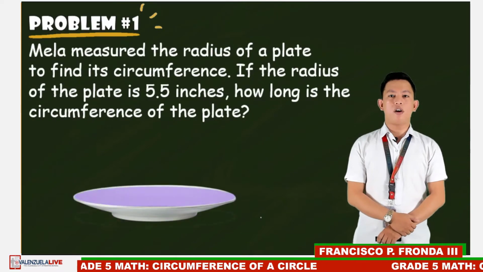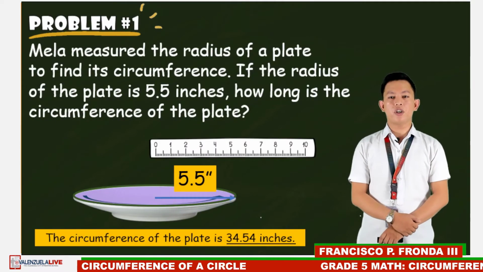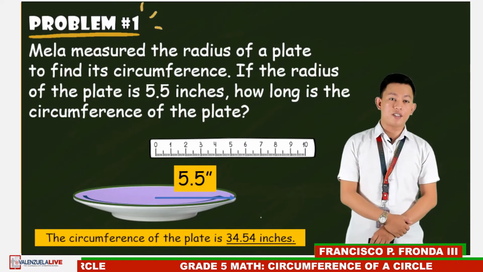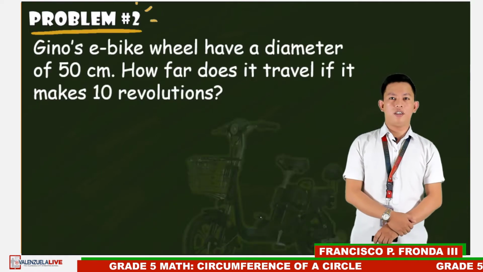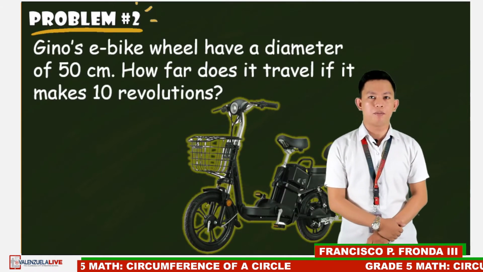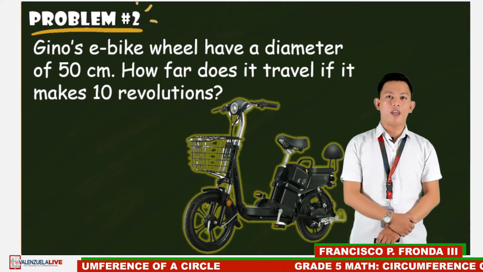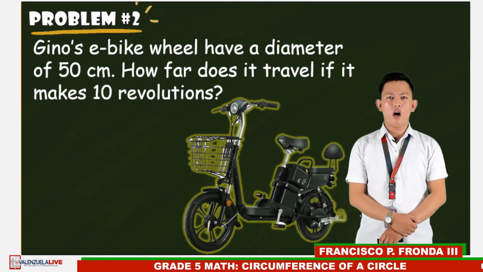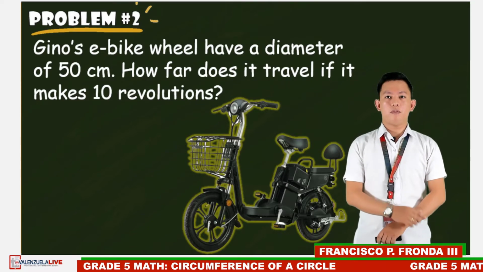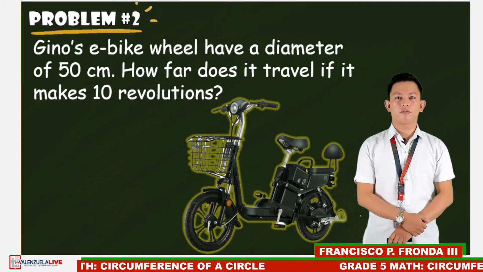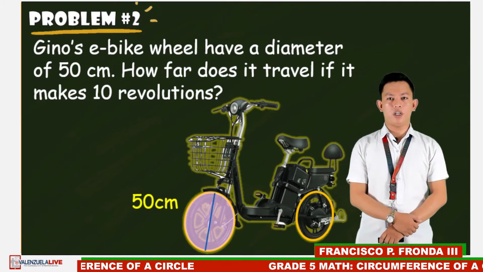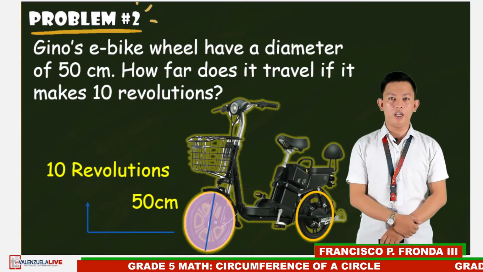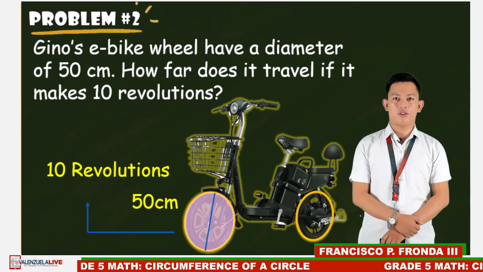Okay, now therefore, our answer is the circumference of the plate is 34 and 54 hundredths inches. Okay, now let's proceed to problem number 2, grade 5 learners. Genio's e-bike wheels have a diameter of 50 centimeters. How far does it travel if it makes 10 revolutions? So, this would be the illustration. So, 50 centimeters is the diameter of the wheel, and we have 10 revolutions.